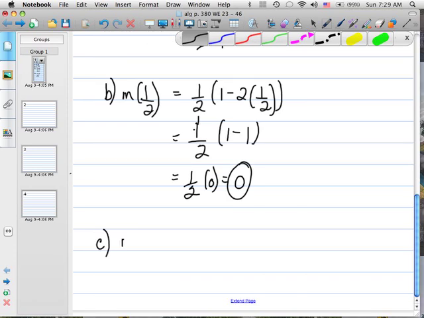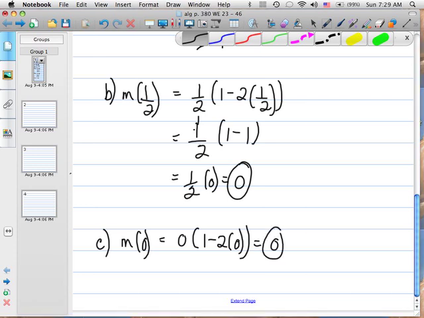And C, m at 0. So we're going to have 0 times 1 minus 2 times 0. Since the 0's multiplying everything, the answer is 0.